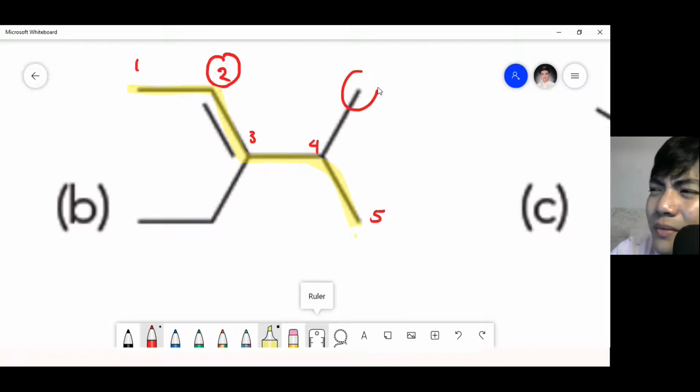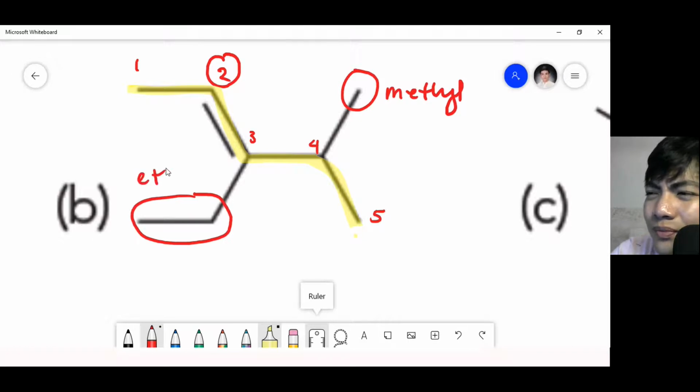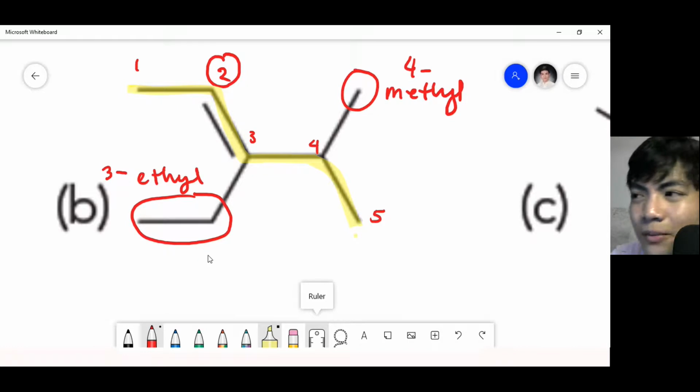So we have a methyl here. Everyone knows that. And this is ethyl, that's 2 carbon. And the ethyl is in carbon number 3. The methyl is in carbon number 4. And we need to alphabetize it. Which one should come first? Is it the ethyl or the methyl?